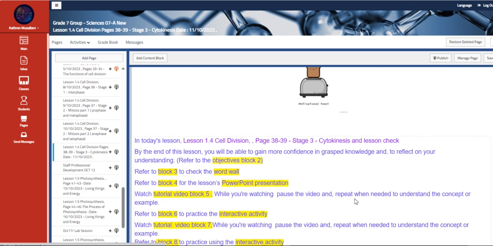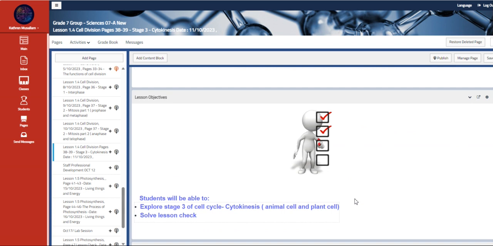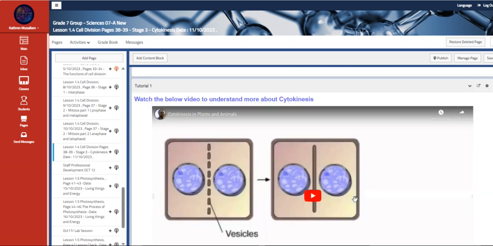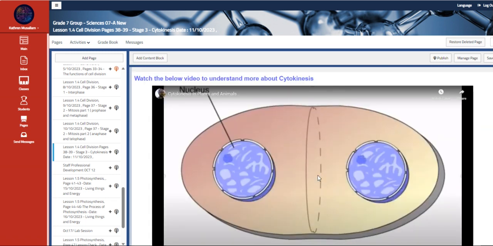Here we have the last stage with it, which is the cytokinesis. So explore stage 3 of the cell cycle, which is the cytokinesis, animal cell and plant cell. So this is cytokinesis in plant and animal cells.